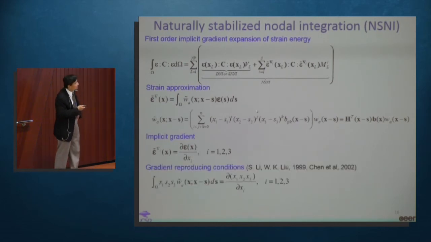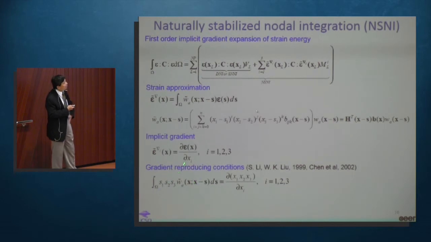Okay, so that's how you do it. I will plug in polynomials for strain tensor, and on the right-hand side, I want it to be exactly the derivative of the strain of the polynomial. And from there, I can obtain the coefficients B. And this is under the term so-called the implicit gradient approach.